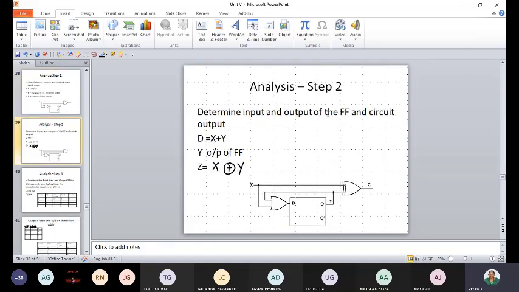Step 2 is to determine the expressions for each stage. Here I have an OR gate, so D is X plus Y, because Y is fed back here. Y is the output of the flip-flop. And for Z, here you have an XOR gate, so Z is X XOR Y.